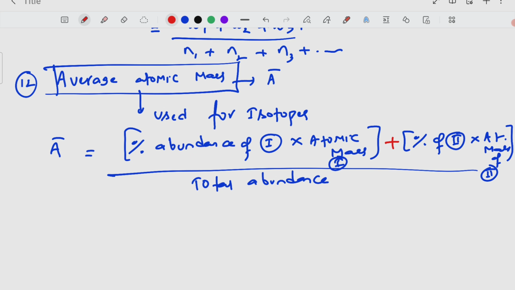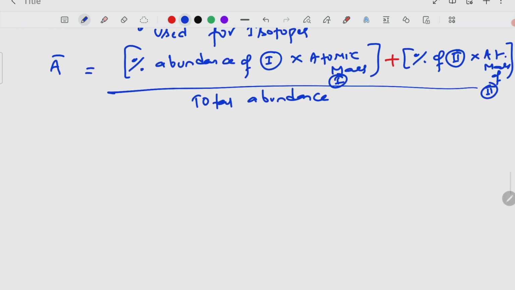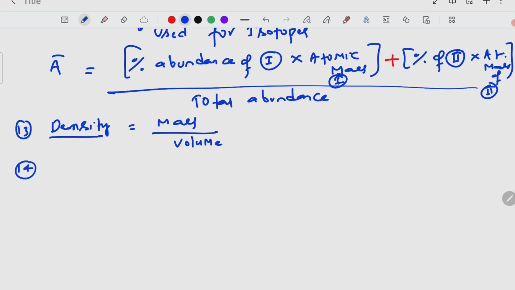Next, moving further. Don't worry about calculations. Every question will be discussed in detail in upcoming lectures. Then, density. Density we know is mass per unit volume, the general definition. But here different densities are available, like relative density.